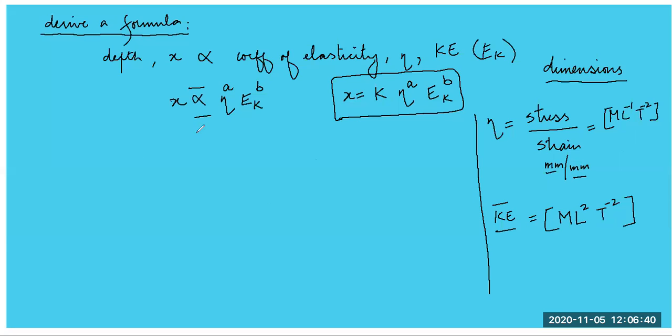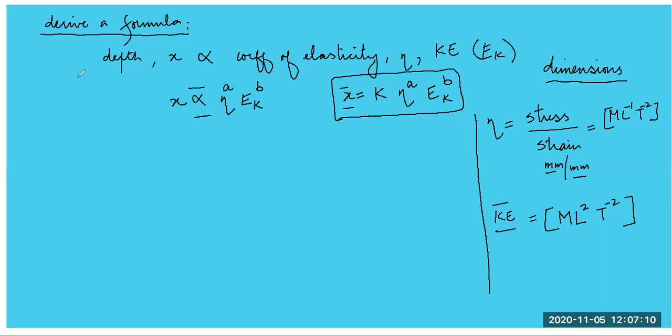It's force into distance, so it's multiplied by L. Here it is divided by L square. So now we know that. What we will do now is apply the principle of dimensional homogeneity. For an equation to be correct, the dimensions of MLT on the left hand side and the dimensions of MLT on the right hand side should be the same. And Jasmine, what is the MLT of X?